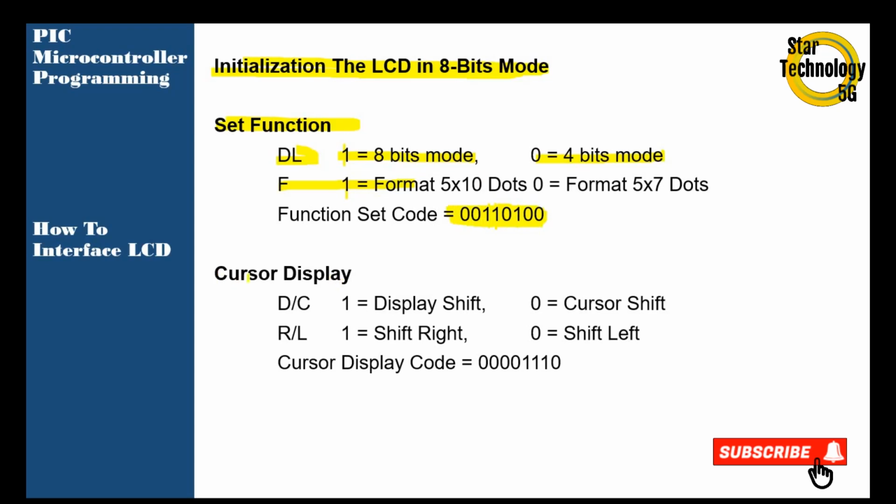Here is the code for the cursor and display. D equal to 1 turns the display on, S/C equal to 1 is display shift and 0 is cursor shift, R/L equal to 1 is shift right and 0 is shift left. So we will use this code, 00001110. It will turn on the display and show the cursor.